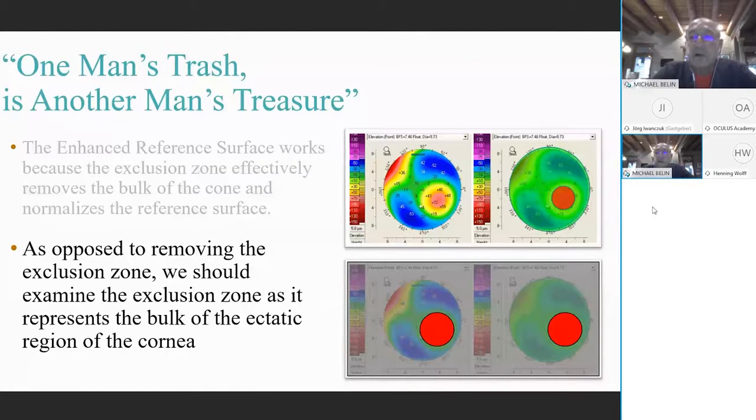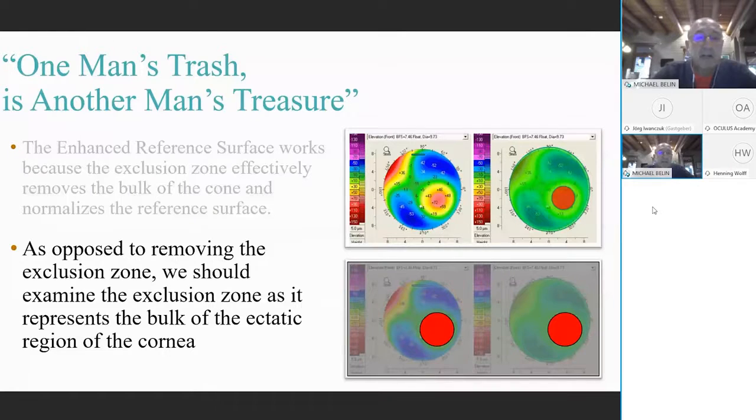Well, that's very good for the BAD display, and it works because that exclusion zone represents the bulk of the ectatic region. And again, it's 3 to 4 millimeters. It's actually a very complicated formula to decide exactly what the size of the zone is.